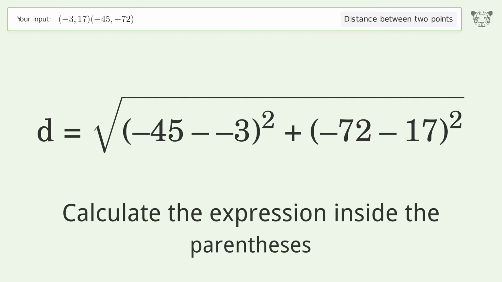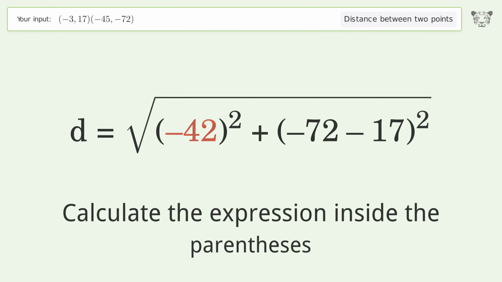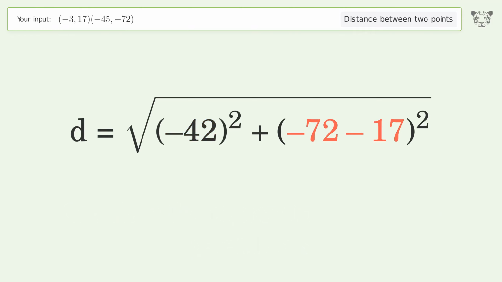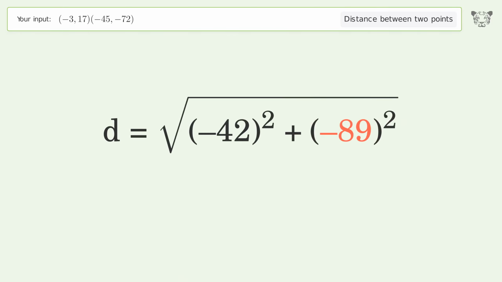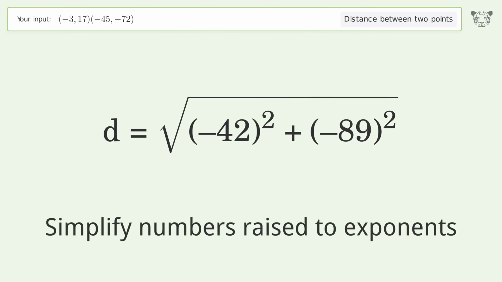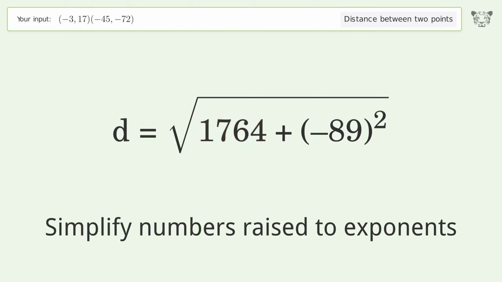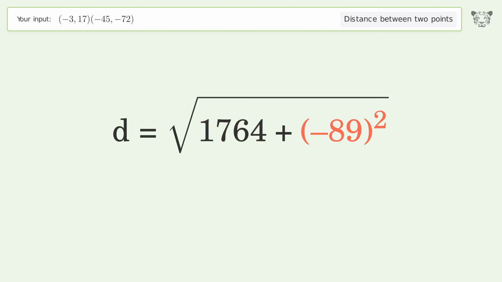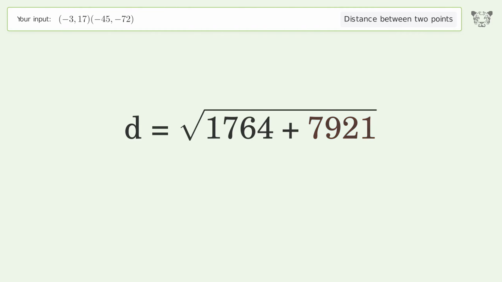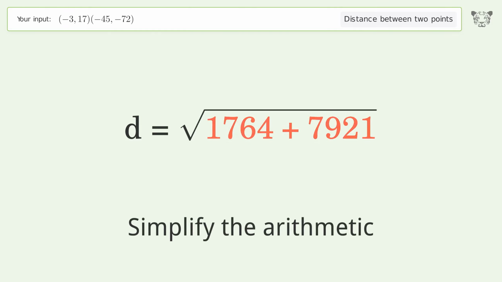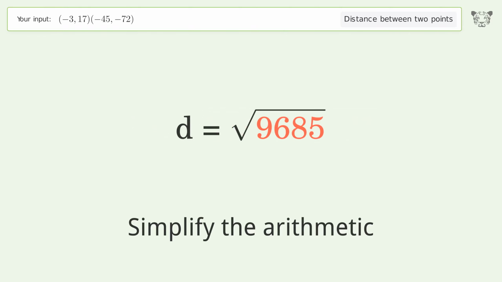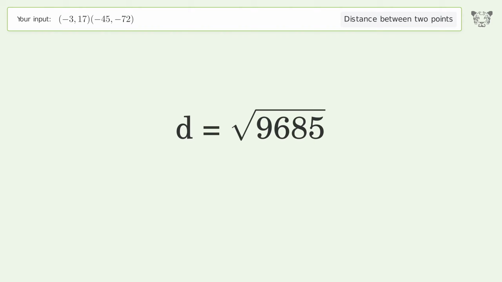Calculate the expression inside the parentheses. Simplify numbers raised to exponents. Simplify the arithmetic. And so the distance between the 2 points is the square root of 9,685, or 98.412.